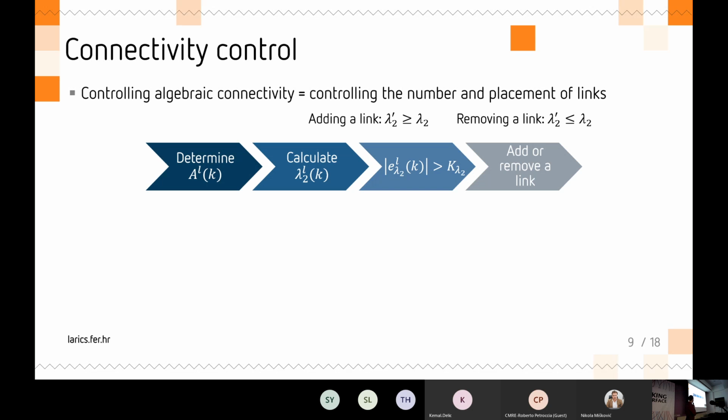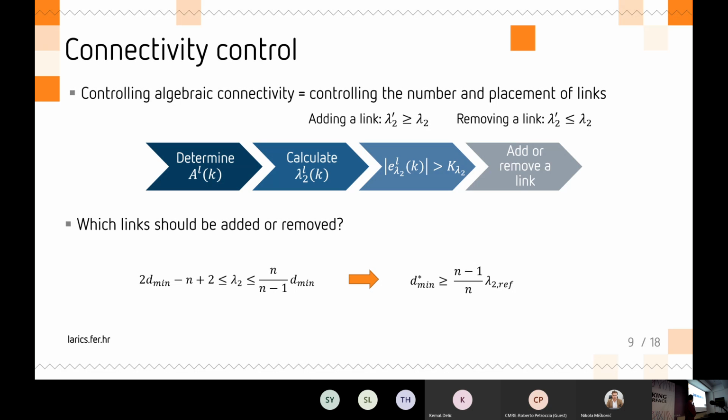So controlling the algebraic connectivity actually means just controlling the position and the number of links in the system. After we add a link in the graph, lambda 2 will either increase or remain the same, and the opposite is true for removing one. So our basic workflow at each timestep is to determine the local estimate of the adjacency matrix, calculate lambda 2, and then calculate the tracking error. So this is simply a reference minus the current value. And if this is larger than some dead zone, then we want to add or remove a link.